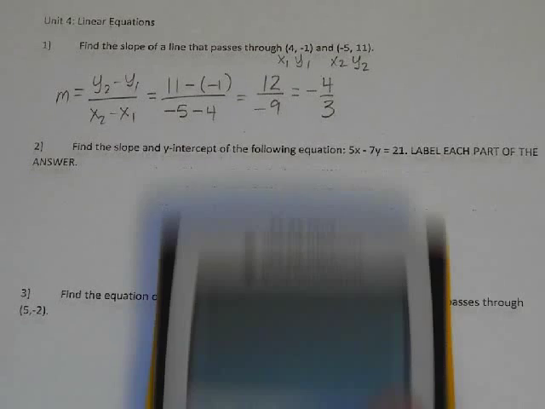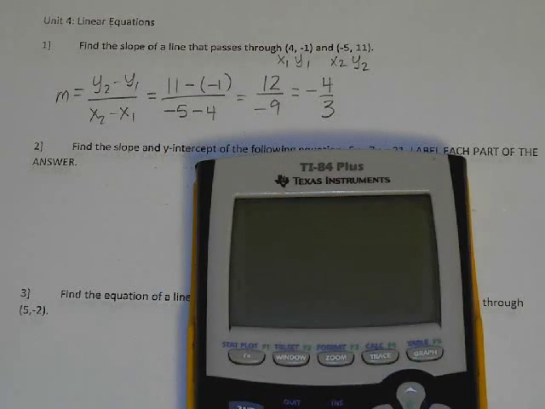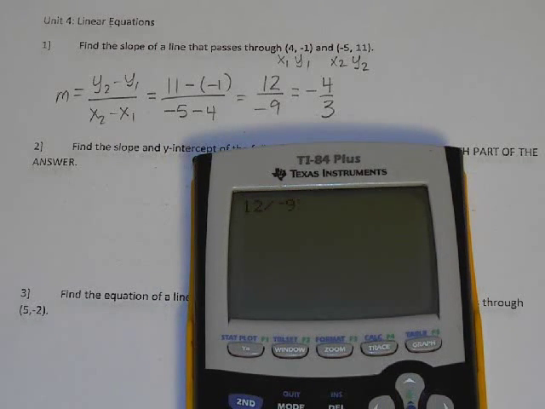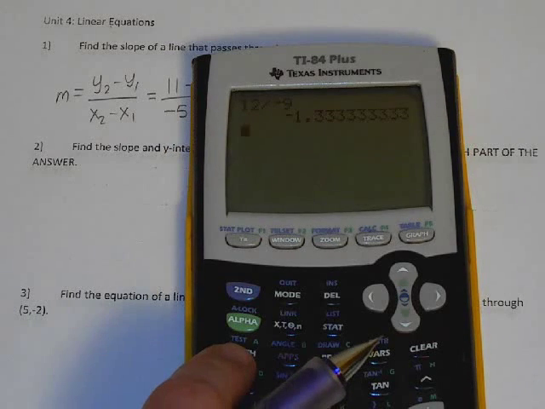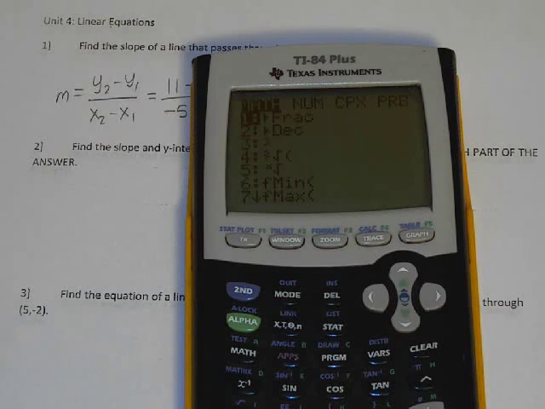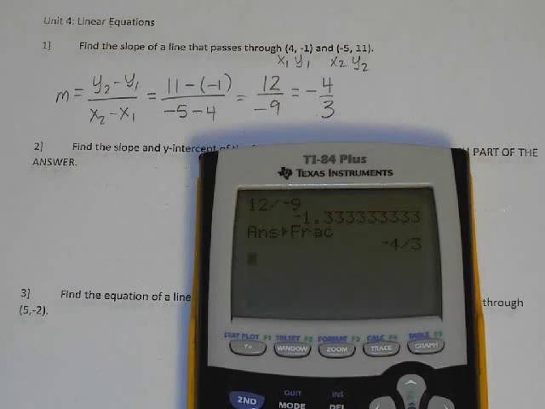If you're having problems simplifying fractions, recall you can just type in the original fraction in the calculator. You push enter. And then to change that to a fraction, you push the math key, which is above or right below alpha. Push enter twice, and you see that it's negative 4/3.